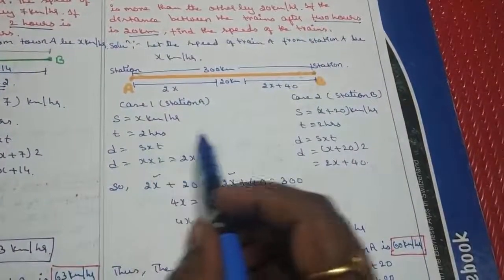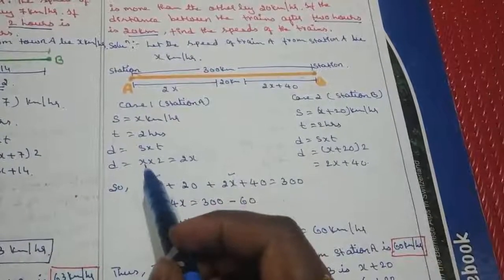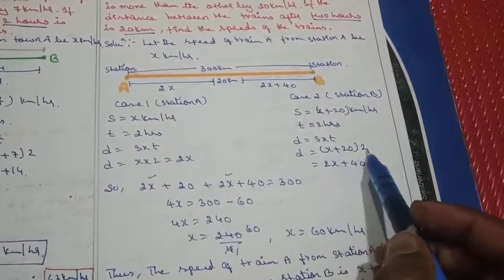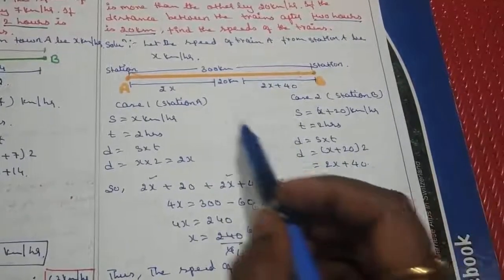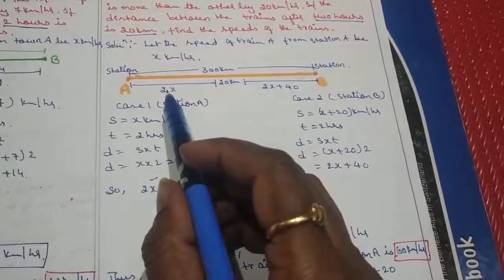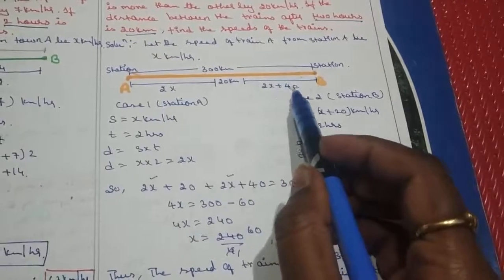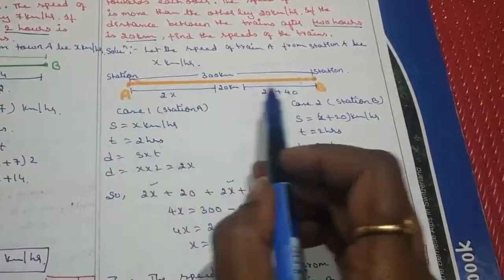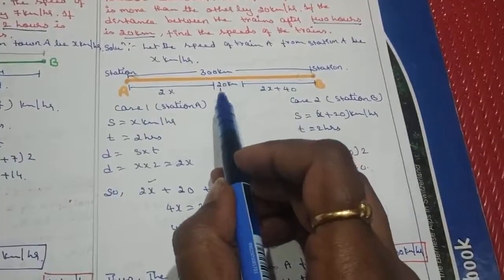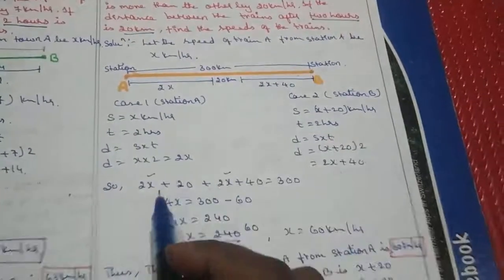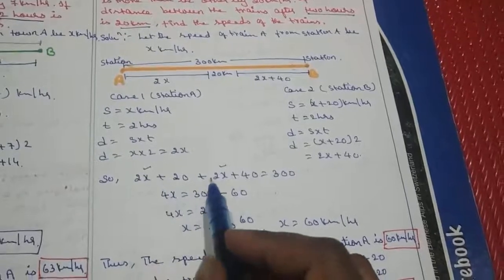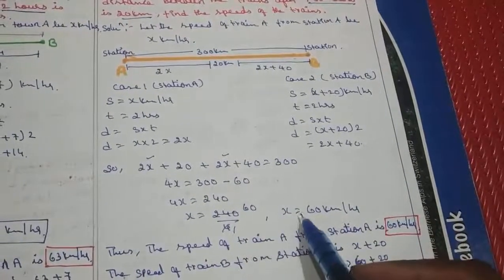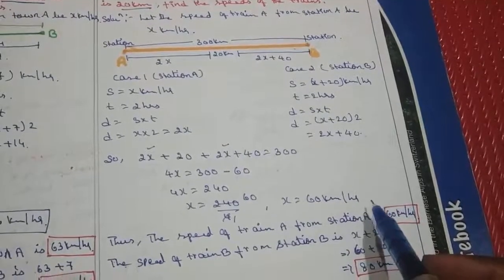Then time is 2 hours. After calculating the distance we get 2x, and here x plus 20 into 2, that is 2x plus 40. So 2x from train A and 2x plus 40 from train B, both travel towards each other. Their 20 kilometer is left over. So 2x plus 20 plus 2x plus 40 equal to 300. Further solving we get x value equal to 60 km per hour.